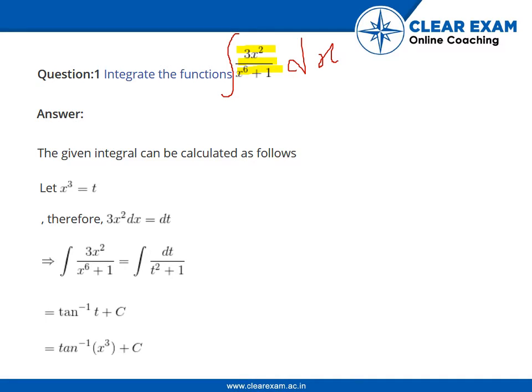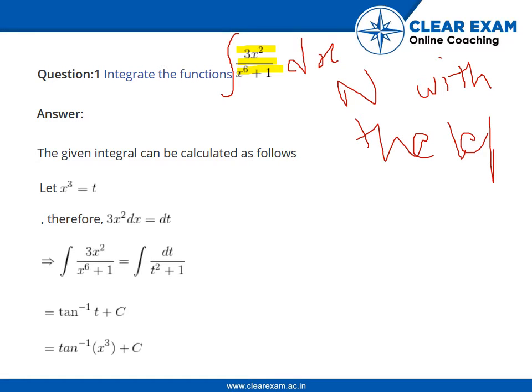We can somehow try to eliminate the numerator part with the help of the denominator. Is it possible? Yes, it's possible. What we can do, we can assume x cube as t and then we differentiate it on both sides with respect to x. So what do we get? We get 3x squared dx, and on the RHS we get dt.